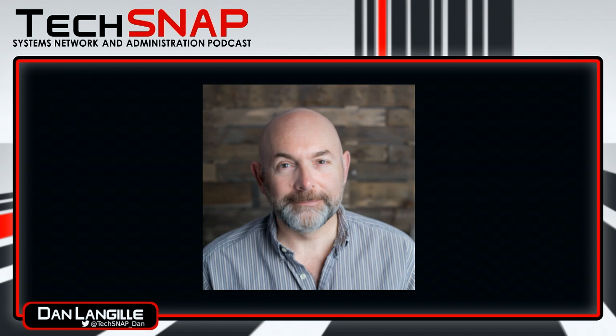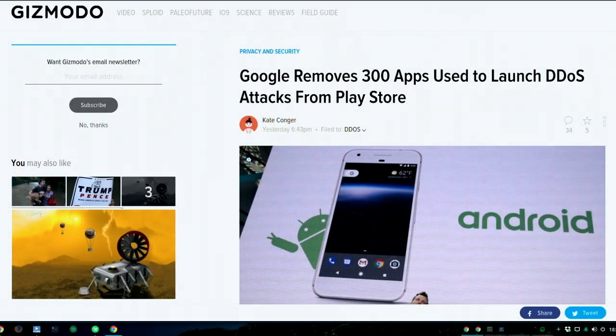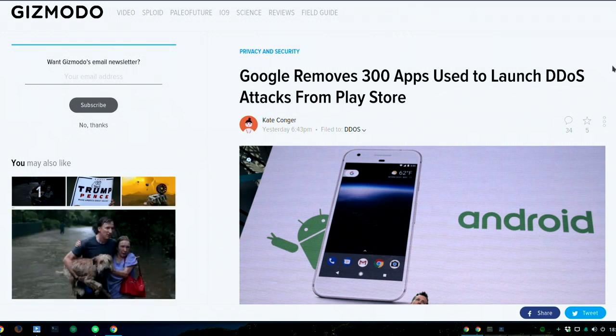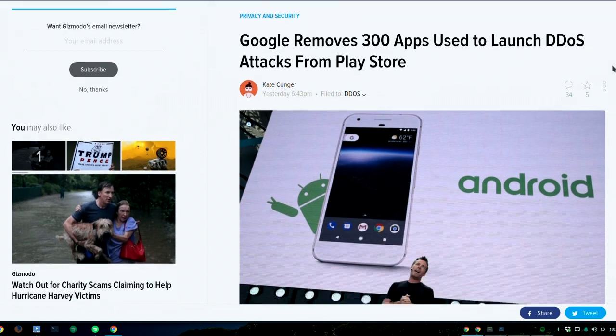Okay, so next up today... This is good. This is good. Google removes 300 apps used to launch DDoS attacks from the Play Store. Wow. Yep. 300. Yikes. That is a lot.